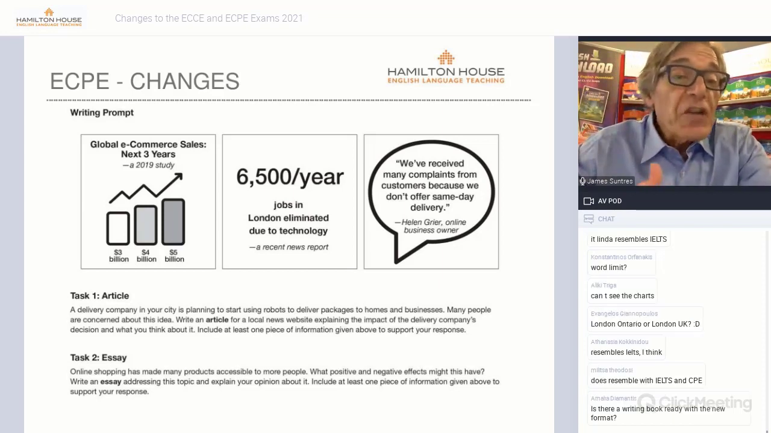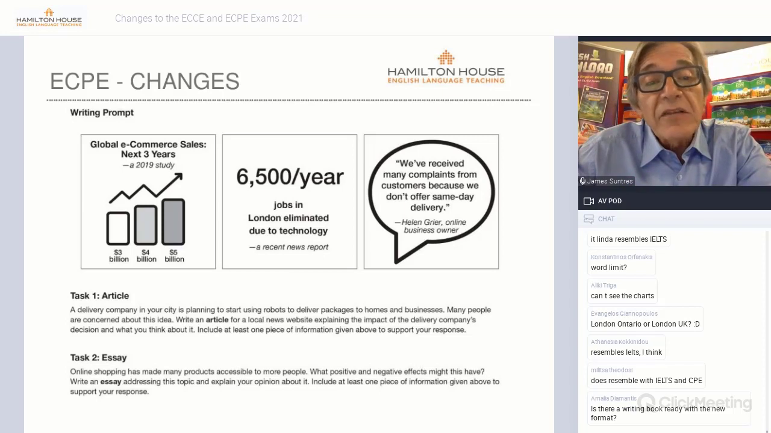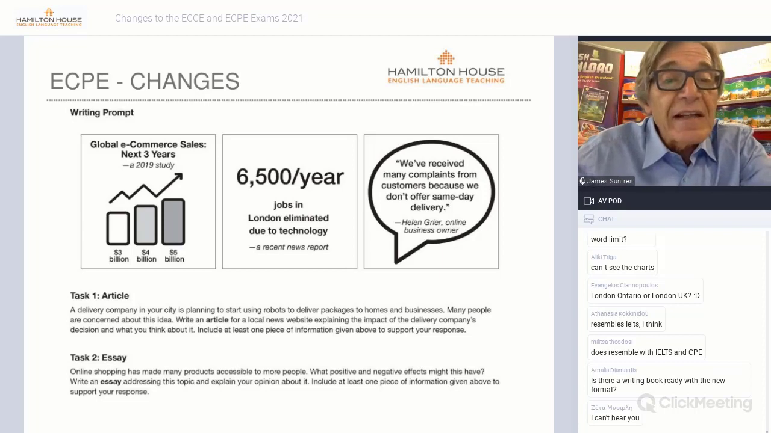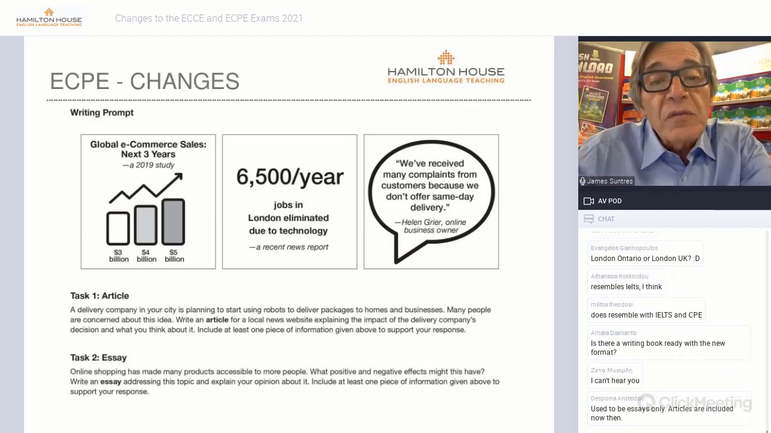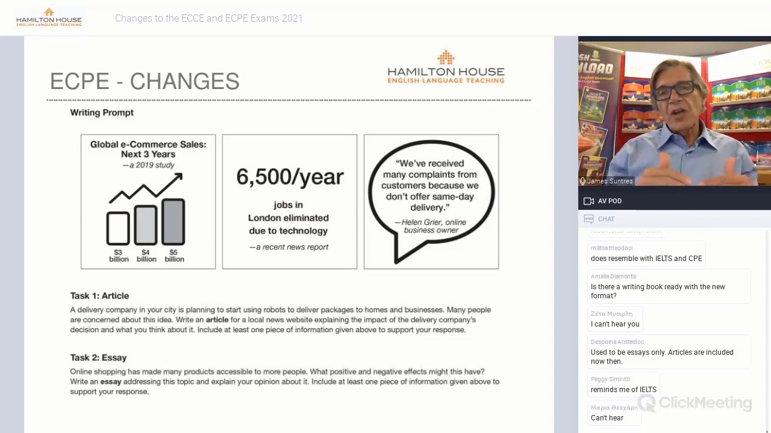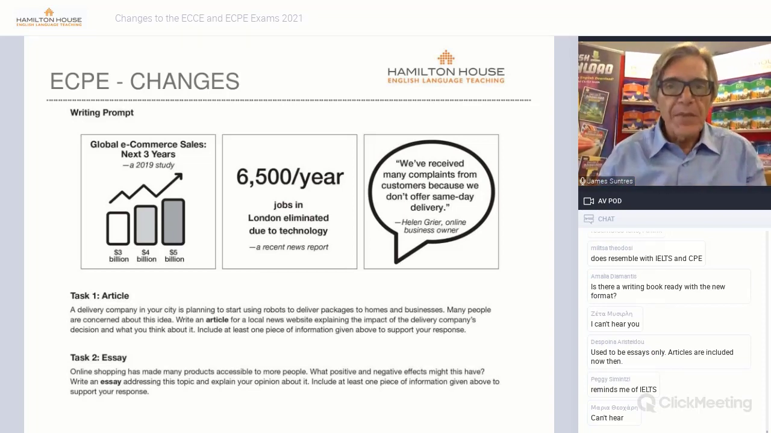So the first topic: a delivery company in your city is planning to start using robots to deliver packages to homes and businesses. Many people are concerned about this idea. Write an article for a local news website. Explain the impact of the delivery company's decision and what you think about it. Include at least one piece of information given to support your response. So there you go. In dealing with the topic, you have to take one piece of information from one of the three prompts. And the second topic, I'm not going to tire you with reading it, but basically it's the same thing.